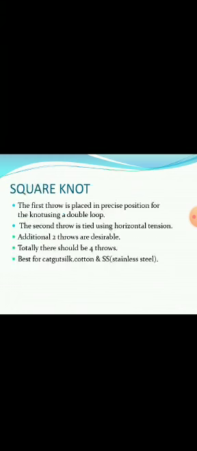The square knot: the first throw is placed in precise position for the knot using a double loop. The second throw is tied using horizontal tension. Additional 2 throws are desirable. Totally there should be 4 throws. It is best used for catgut, silk, cotton, and stainless steel.